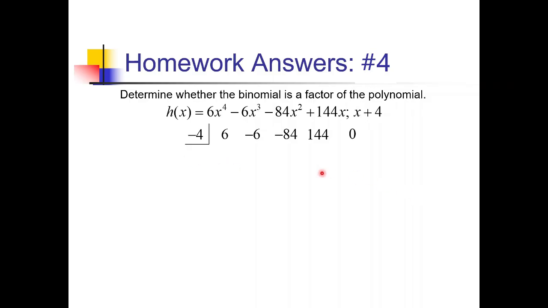So I write my line here and bring down my first coefficient of 6. Negative 4 times 6 gives me negative 24, plus negative 6 gives me negative 30.